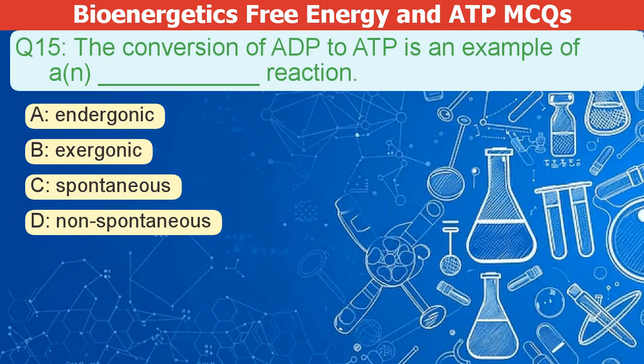The conversion of ADP to ATP is an example of what kind of reaction? A. Endergonic. B. Exergonic. C. Spontaneous. D. Non-spontaneous.